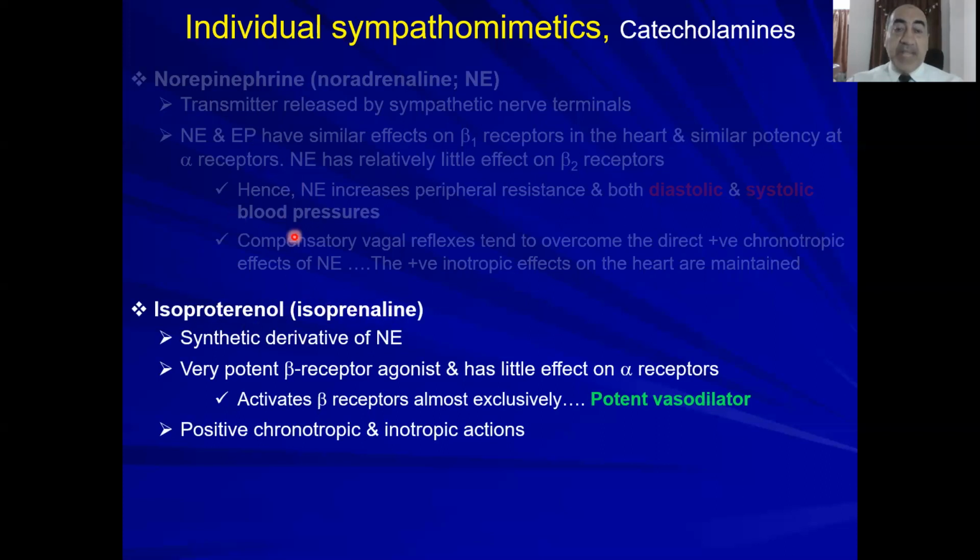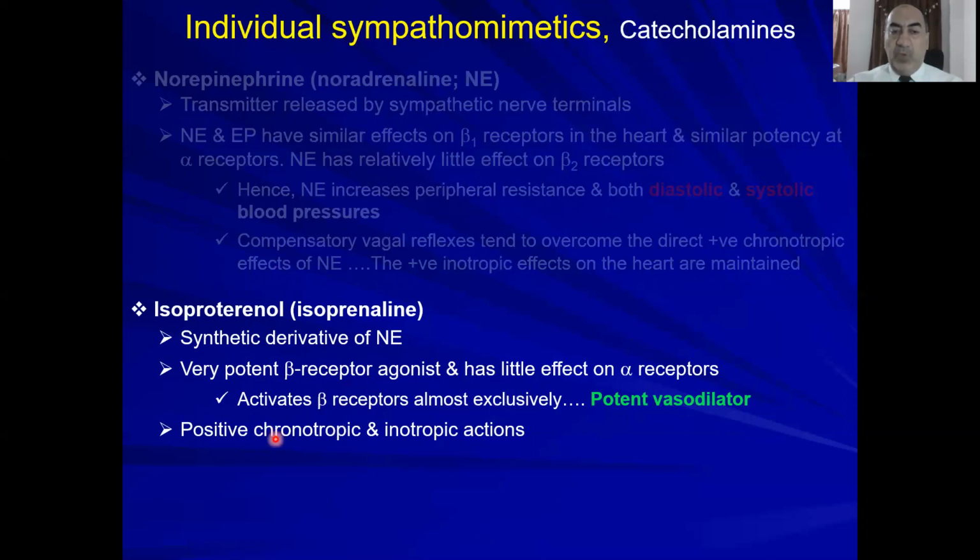So all these drugs have two names, right? Adrenaline, or epinephrine; noradrenaline, or norepinephrine; isoprenaline, or isoproterenol. It's a synthetic derivative of norepinephrine. It's a very potent beta receptor agonist only, right? No effect on alpha, okay? Or little effect. It activates beta receptors almost exclusively, so it's a potent vasodilator.